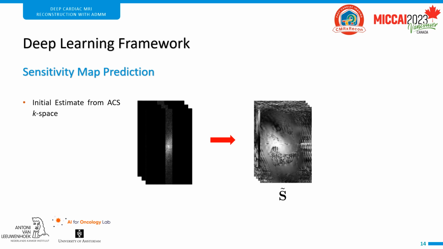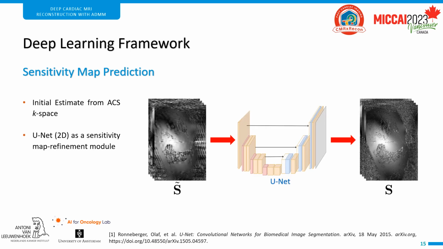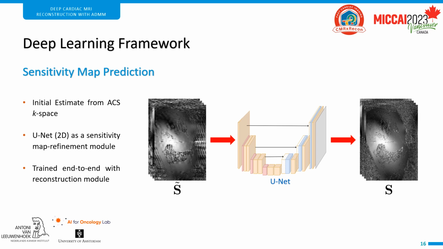An important component of our approach is the sensitivity map prediction, considering the use of multi-coil data. We obtain an initial estimate of the sensitivity maps from the autocalibration signal or center of the K-space. Afterwards, we employ a 2-dimensional U-net to enhance and refine these initial sensitivity map approximations. Crucially, the sensitivity map refinement module is trained end-to-end in conjunction with the reconstruction model.